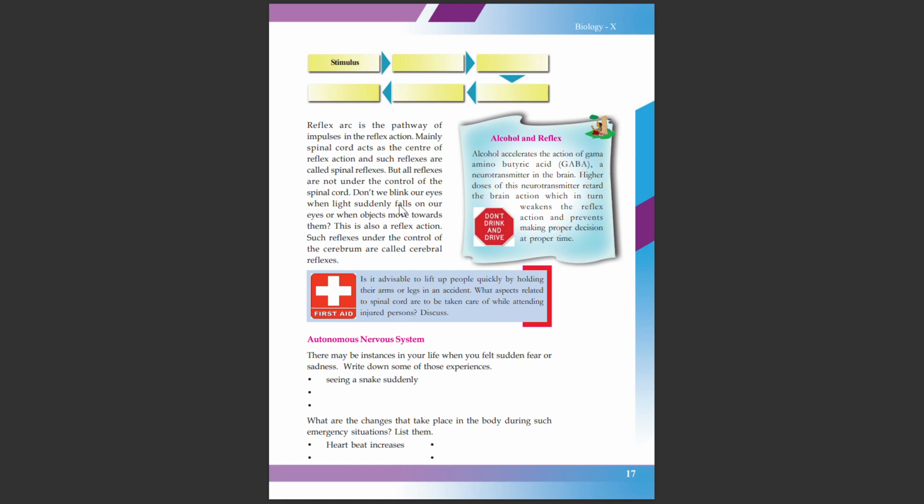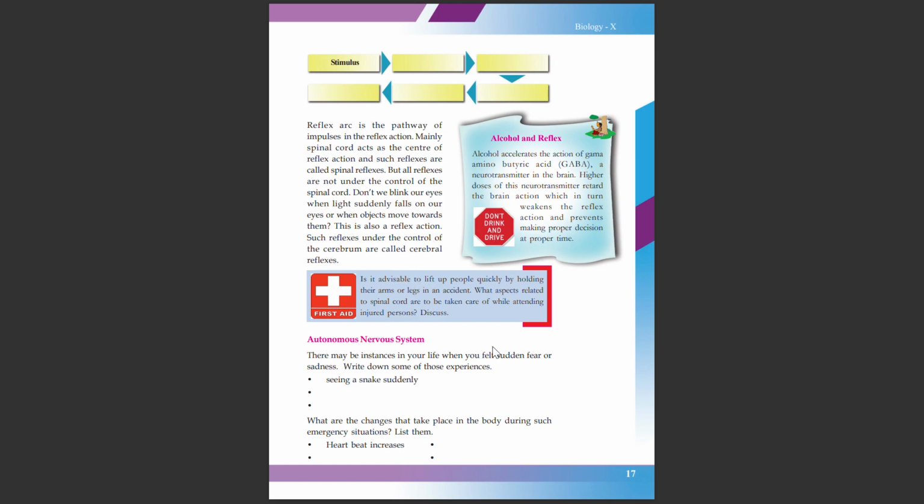Don't we blink our eyes when light suddenly falls on our eyes or objects move towards them? This is also a reflex action. Like when you're sitting and suddenly some object is moving towards your eyes, you involuntarily close your eyes. That is also a reflex action. Such reflexes are under the control of the cerebrum. Small reflexes are under the control of the cerebrum, and the skeletal-related reflexes are under the control of the spinal cord. It makes sense, right?